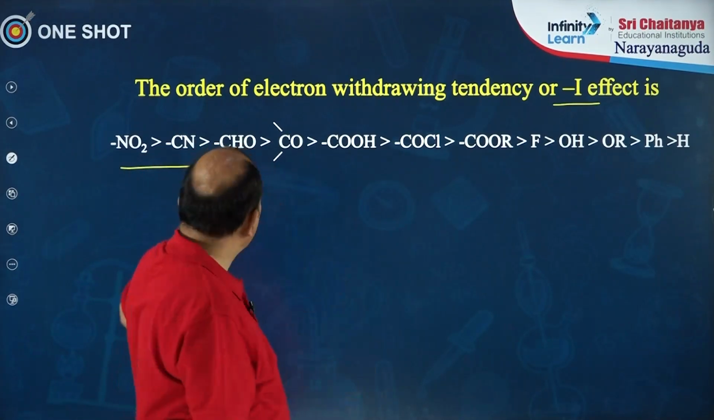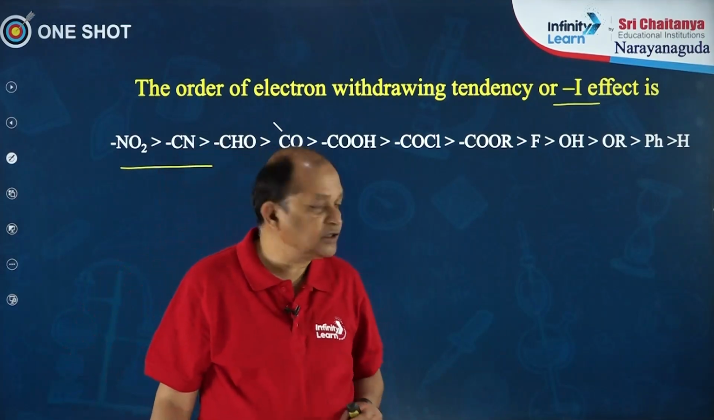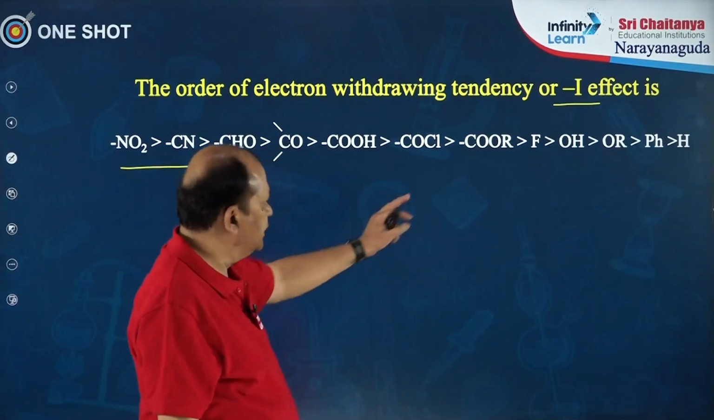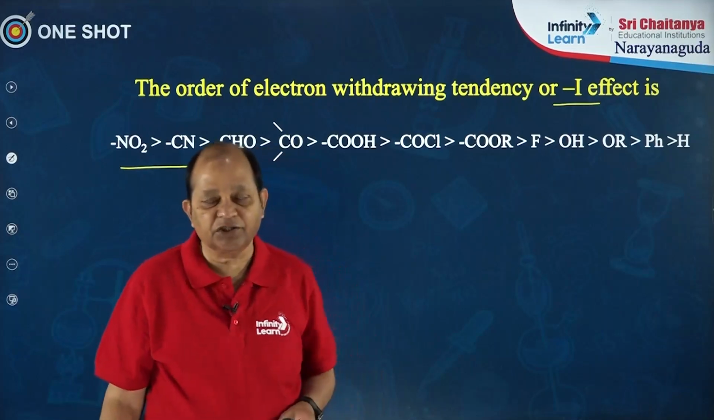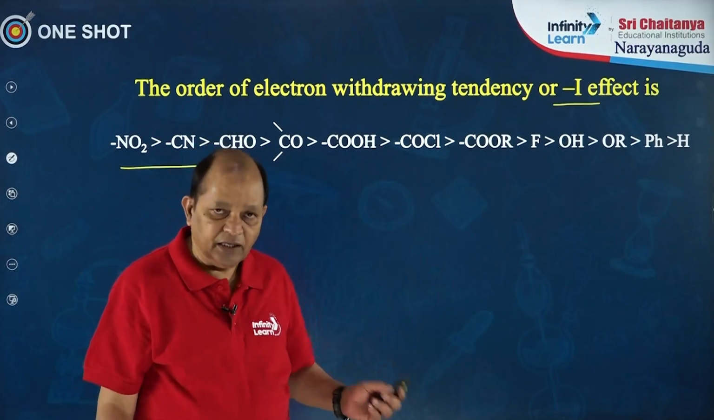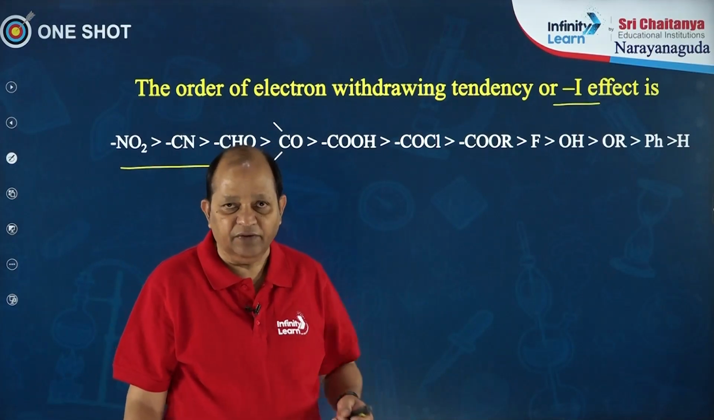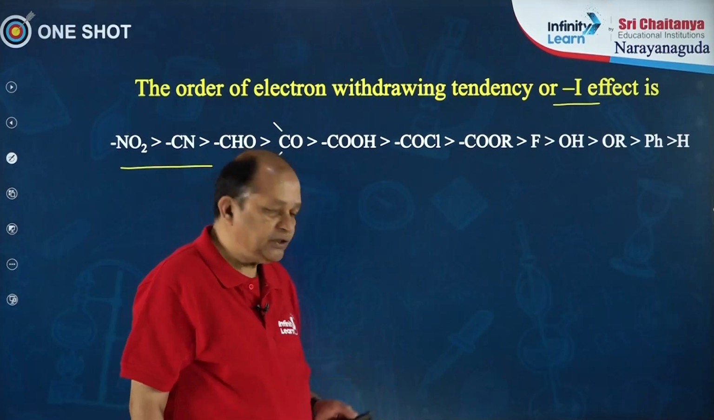You should remember this and practice this, because in the examination they will ask you. They may not give all of them, but they will keep 3 or 4 groups and ask which is the correct order of increasing tendency of minus I effect of different groups, increasing or decreasing tendency, like that they can pose it in any way. So, you need to remember this order.